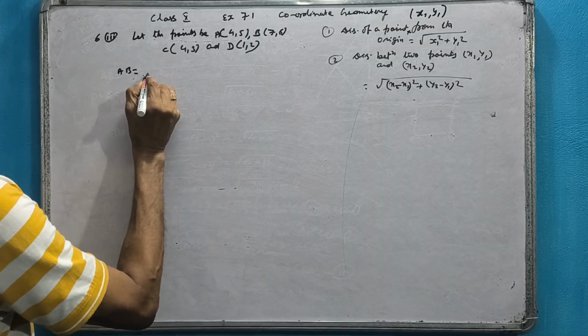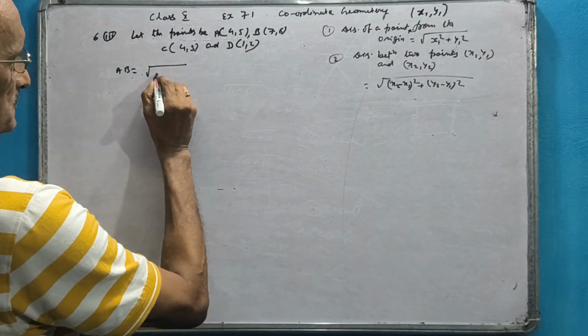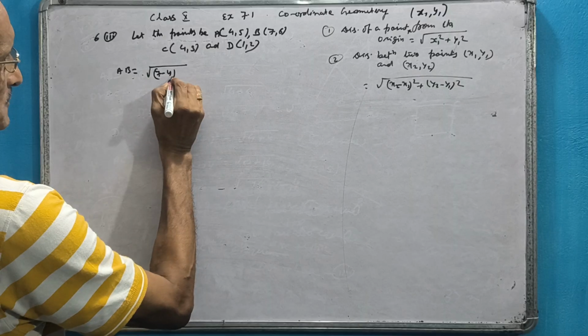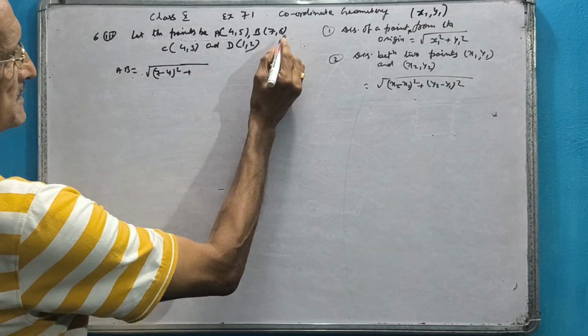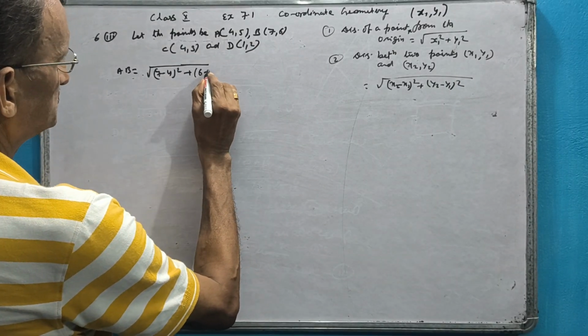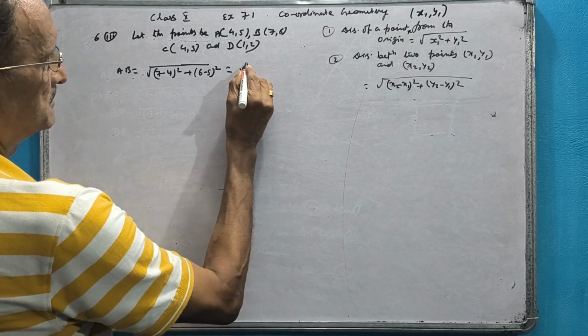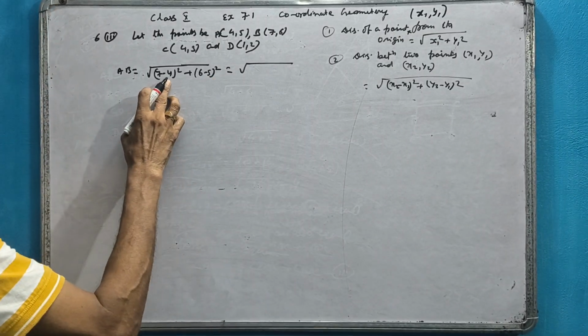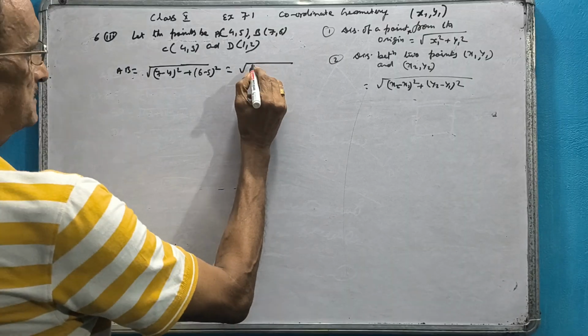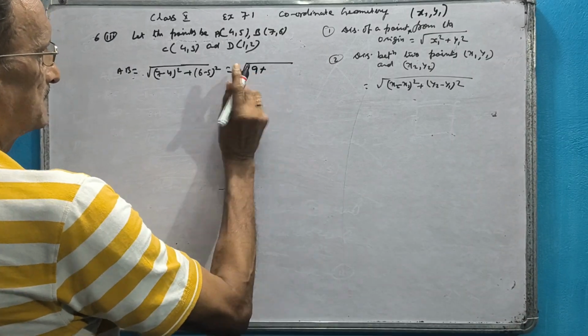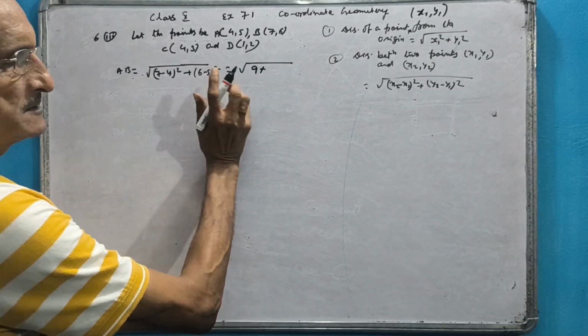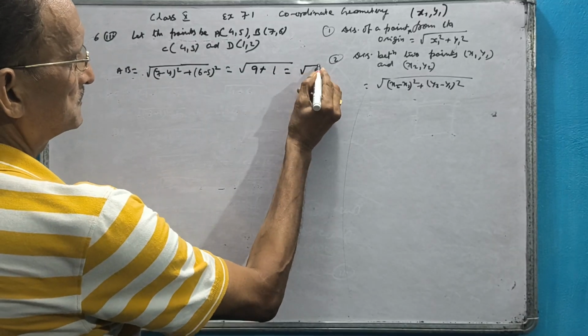So what is AB equal to? Under root (7 minus 4) whole square plus (6 minus 5) whole square. So 7 minus 4, how much will we get? 3. 3 whole square is 9, and 6 minus 5 is 1, it is 1 only, so you will get root 10.